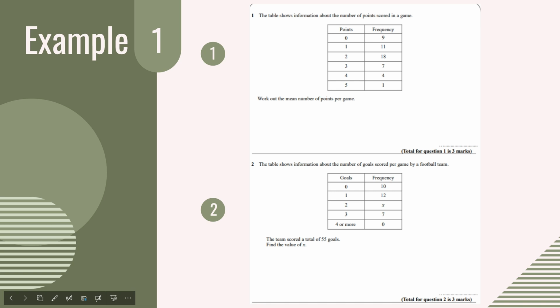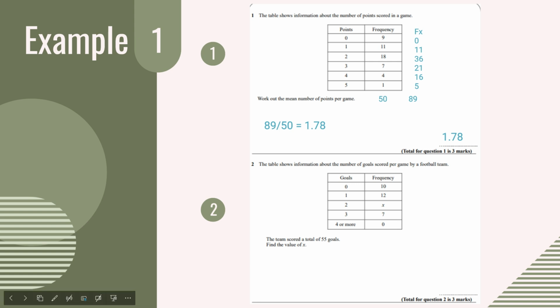In our first question, it says the table shows information about the number of points scored in a game. Work out the mean number of points per game. So here, we make our FX column, with our first value being 0, second 11, third 36, fourth 21, fifth 16, and our sixth 5. We then work out the total frequency and the total FX, the total frequency being 50 and the total FX being 89. We then do 89 divided by 50, which is 1.78. So the mean number of points per game is 1.78.